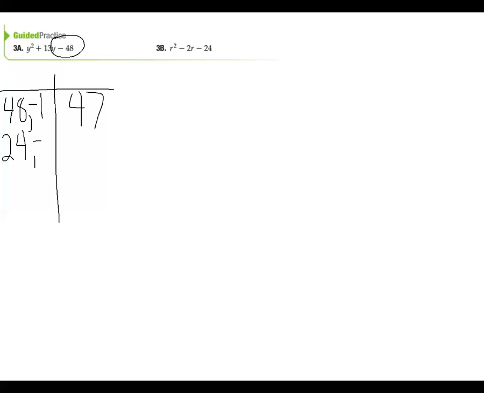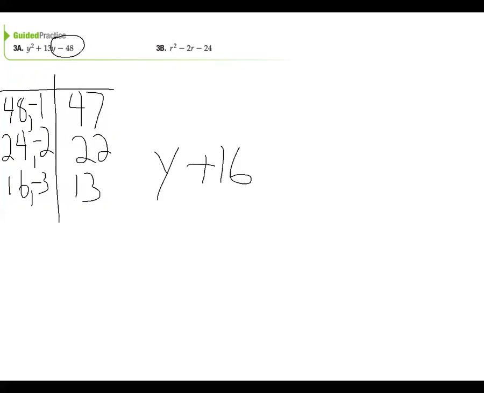So this one, -48, I need factors of -48 that add to a positive. So I know the bigger factor has to be positive. So 48 and -1, that would add up to 47. Okay, 24 and -2, well, that adds up to 22. Getting closer, but not quite there. 16 and -3. That's the one I got to use. So it's going to be (y + 16)(y - 3). Again, if you FOILed that out, you get the right answer.